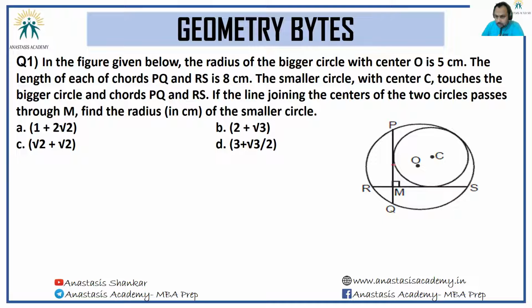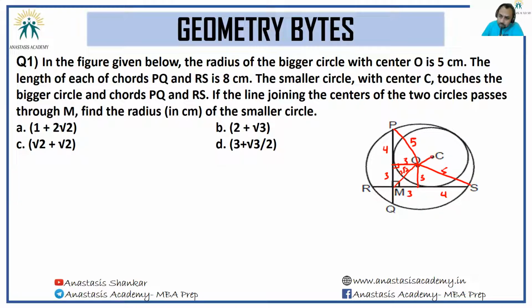So this line here should be equal to 4, the perpendicular from chord PQ to center O. This here should be 5, so this here should be 3. Similarly, if I drop a perpendicular here, this should be 4, this should be 5, this should be 3. So the figure that gets created here is a square of side 3. So this length here should be 3 root 2.